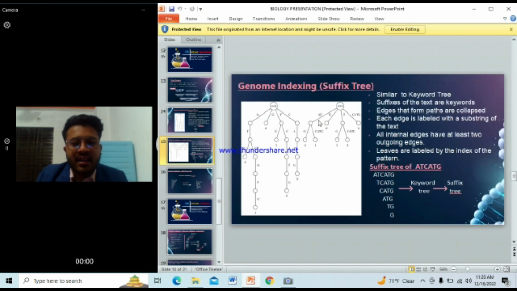So the next slide is genome index and suffix tree. This slide will be described by my teammate Nabil Rahman.